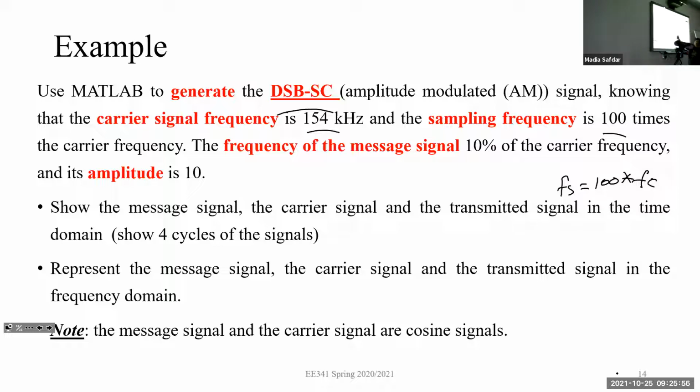First we have to write the message signal, then write the carrier signal and the transmitted signal in time domain. Show 4 cycles. How many cycles are needed? 4. Represent the message signal and the transmitted signal in frequency domain. Two things.